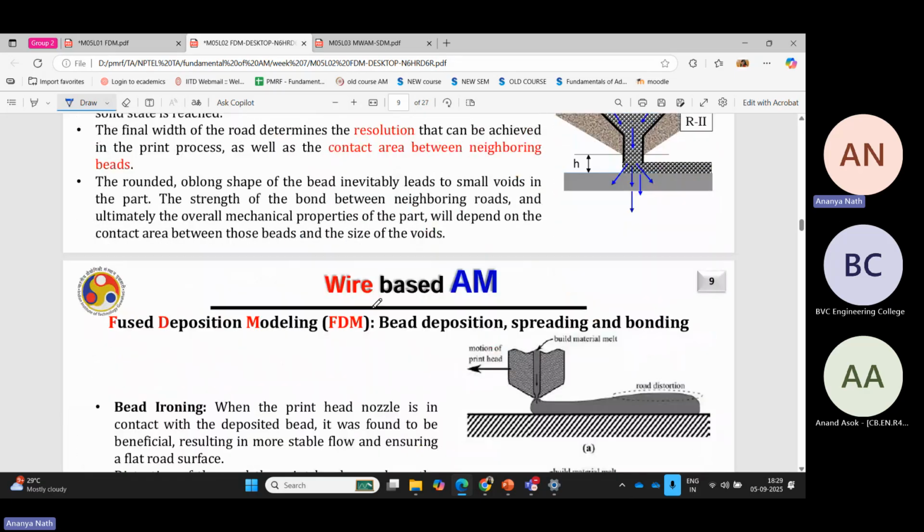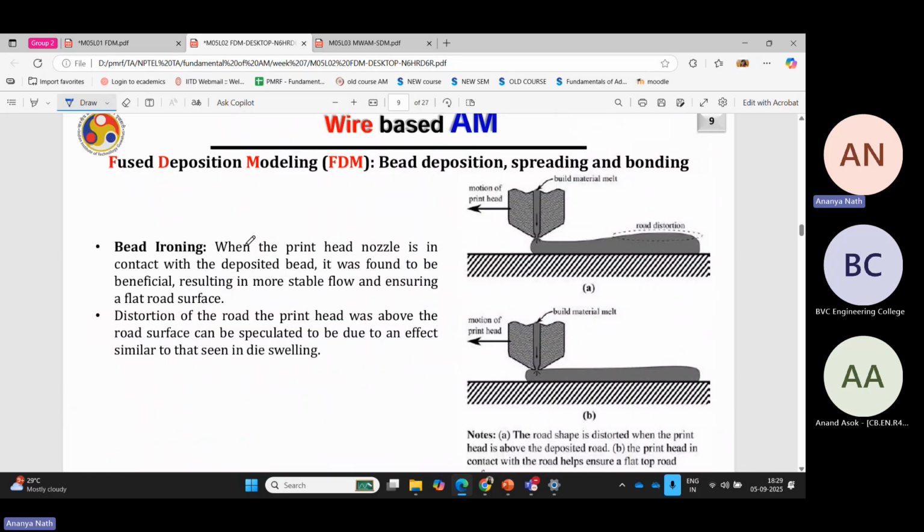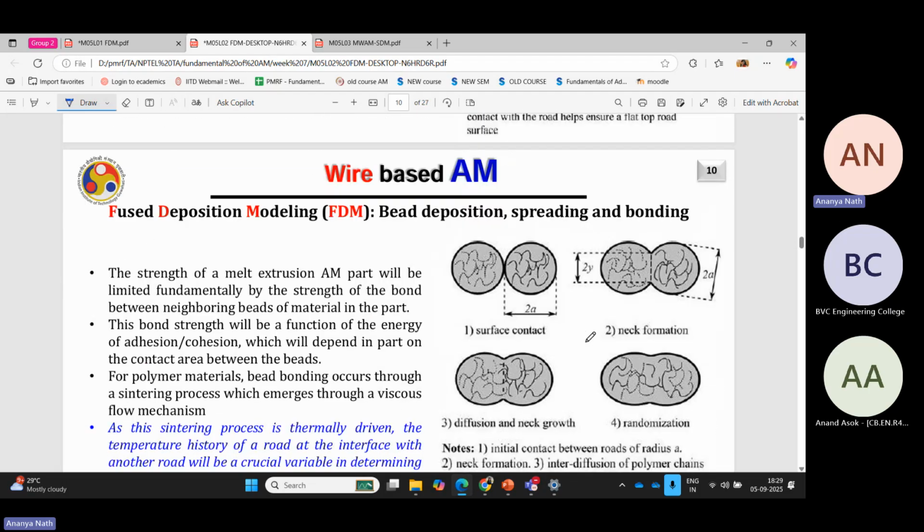Now this is the thing I was talking about. When the print head nozzle is in contact with the deposited bead, it was found to be beneficial, resulting in more stable flow, ensuring a flat road surface. This is what is happening. When your nozzle is here and your deposited bead is like this, then your ultimate surface will have this much waviness. But when you make the bead height equal to the standoff distance, you will get a very flattened bead.